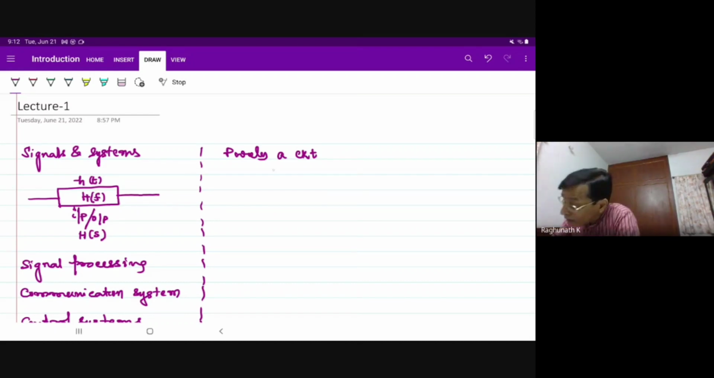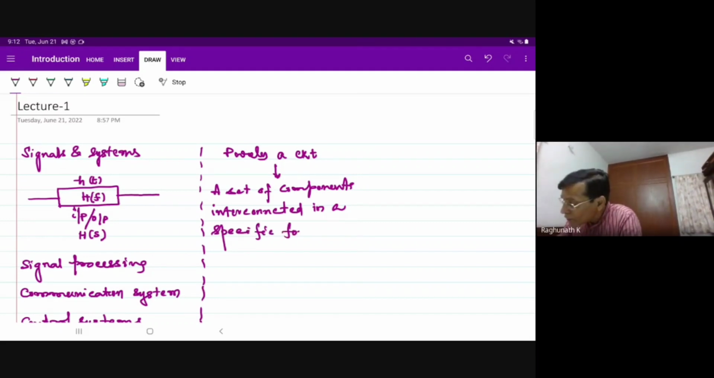Circuit is what? A set of components interconnected in a specific form, purely a circuit, or circuit plus processor. Most of the cases nowadays, there is a physical circuit and there is a processor also.